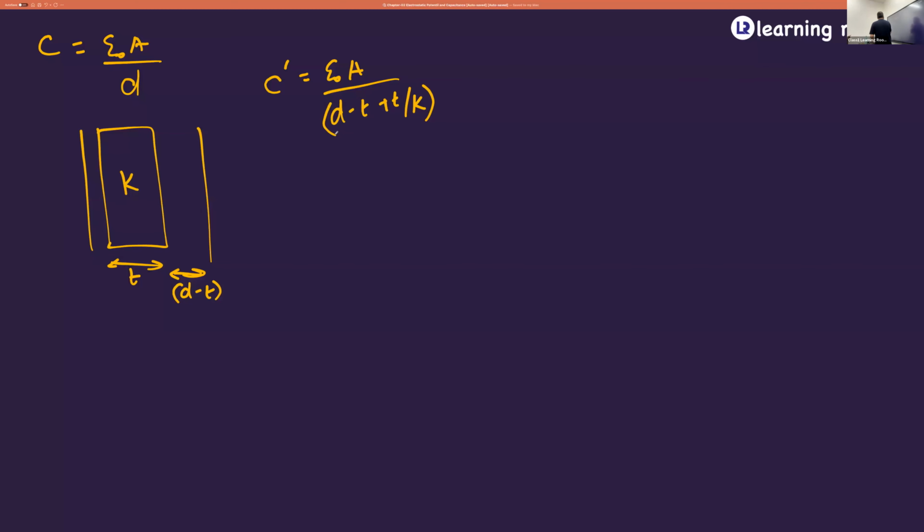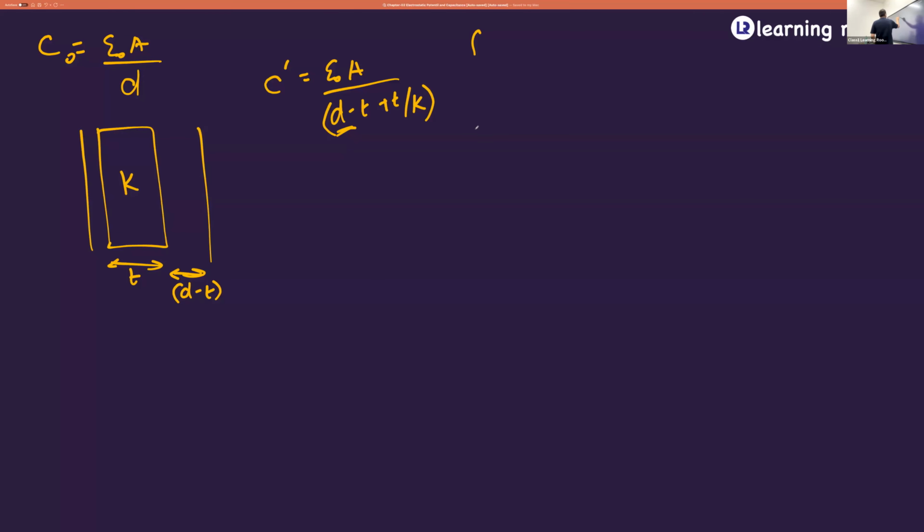Not necessary. Yeah, that can be C naught. Okay, you can call it as C. Just say it as C naught. So C naught is equal to epsilon naught A divided by D. C dash will be equal to epsilon naught A divided by D minus T plus T by K. This and all I think I derived it in the class, right?